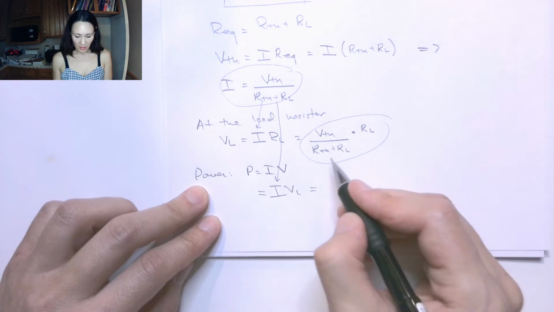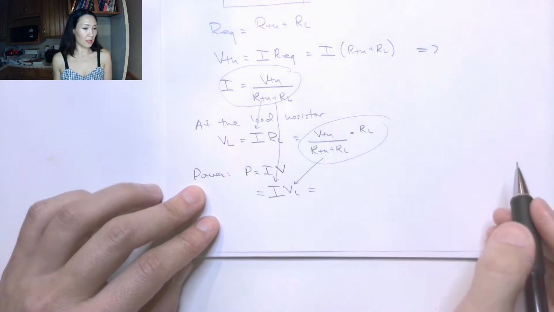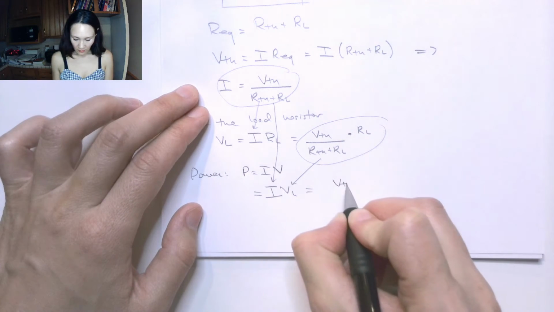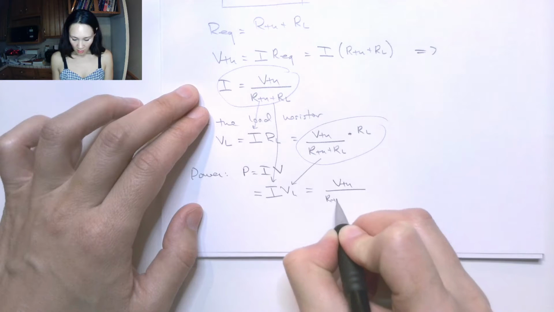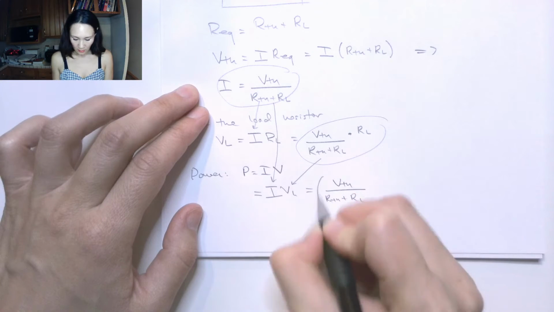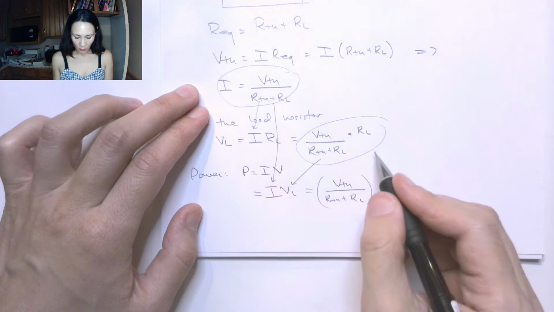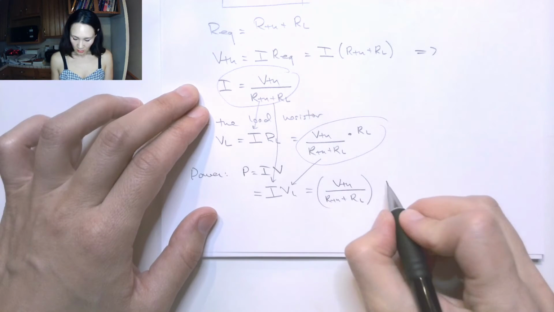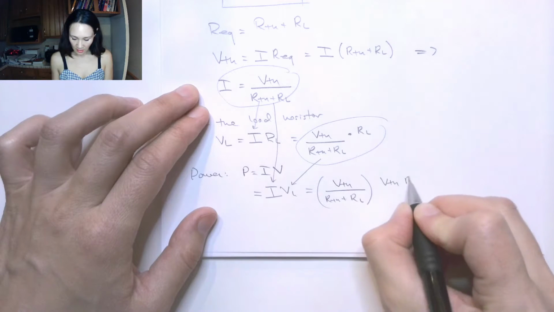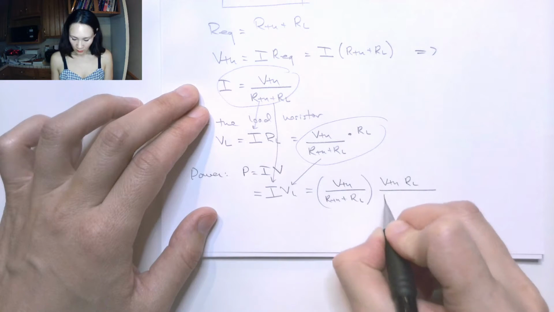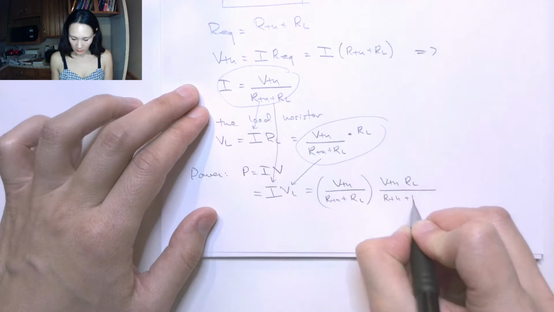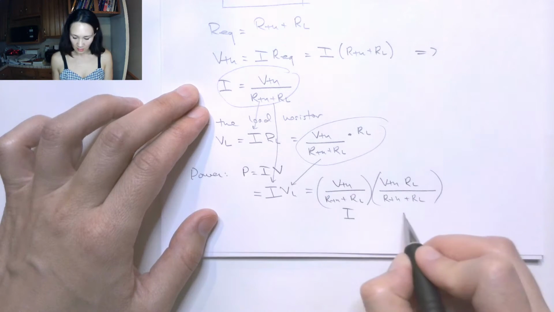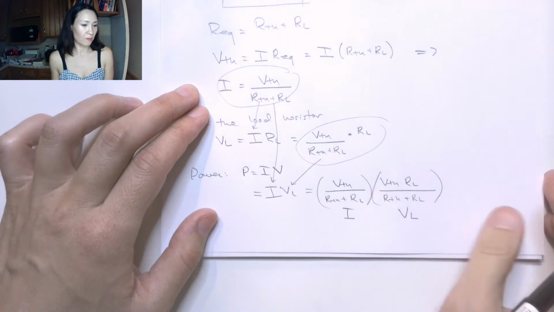I'm going to take this VL equation and substitute it into here. So this is going to give me for I, V Thevenin over R Thevenin plus R load, and that I'm going to multiply by my equation for voltage drop across the load, which was V Thevenin times R load over R Thevenin plus R load. Great, so this is my I term and this is my VL term.